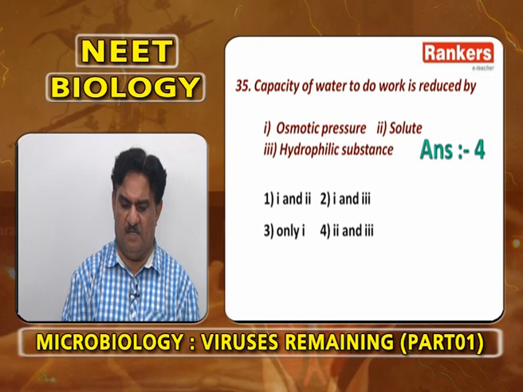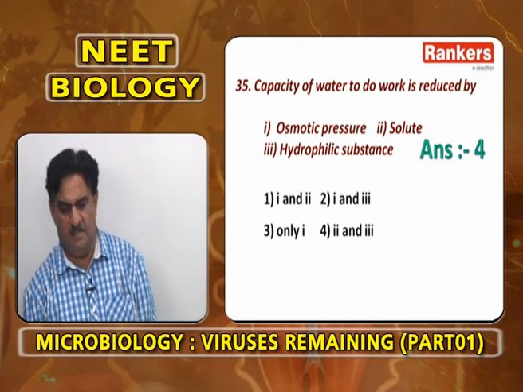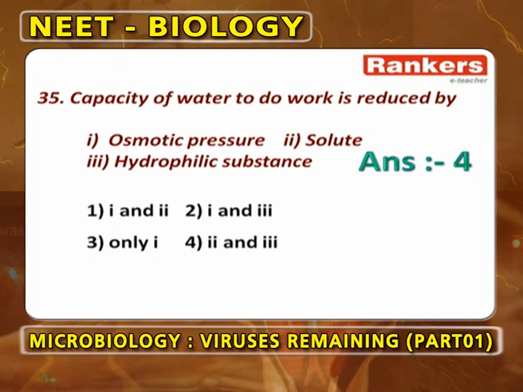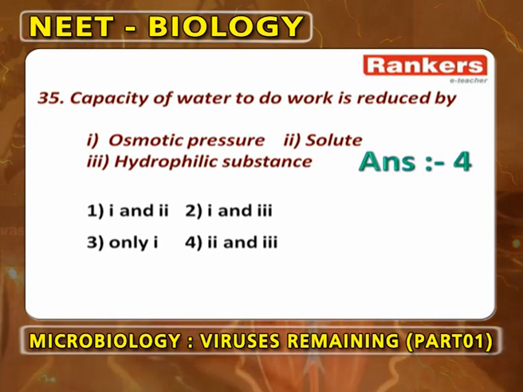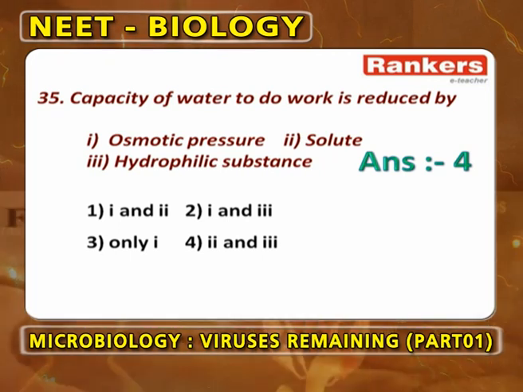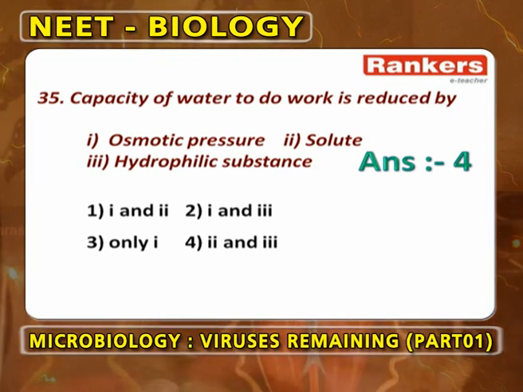So, not osmotic pressure, solute pressure and hydrostatic substance. Solute and hydrophilic substance are the two components which make the water decrease its capacity. So, capacity of water to do work is reduced by solute and hydrophilic substance. A hydrophilic substance does not dissolve in water, but it absorbs the water at the surface level and reduces the free energy. Answer is 4, 2 and 3, that is solute and hydrophilic substances.